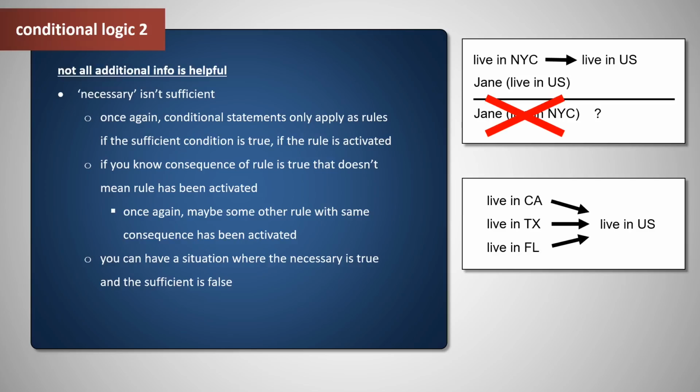If you know that you've got the consequence of a particular rule, that does not necessarily mean that that particular rule is activated, because there could be other rules with the same consequence. Living in the United States: yes, if you live in New York City, that rule is activated, which means you have to live in the United States. But if you live in the United States, maybe some other rule is activated, like living in California means that you live in the United States. Maybe that was activated, so you don't know that the person who lives in the US necessarily lives in New York City.